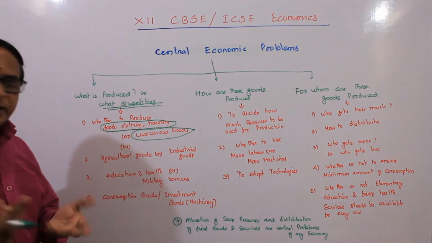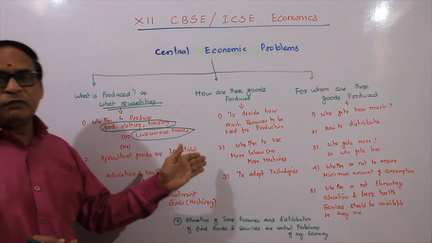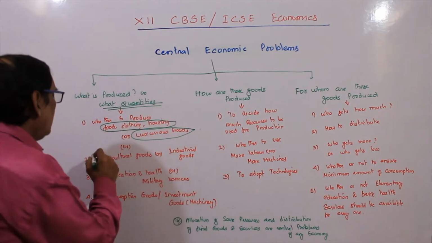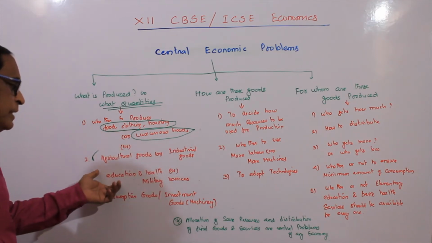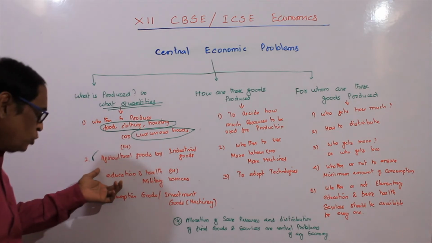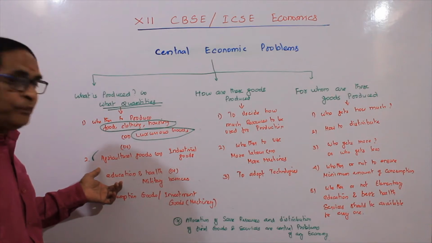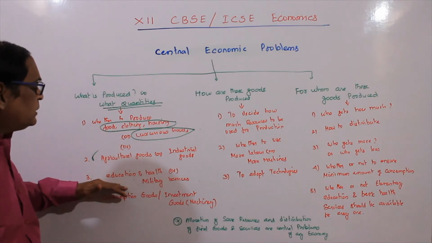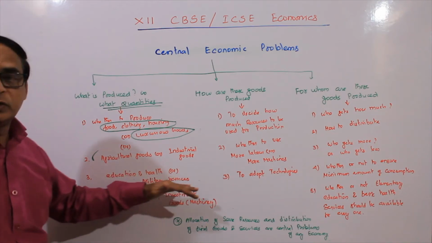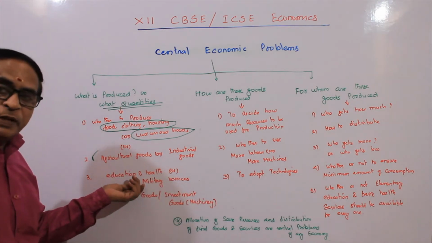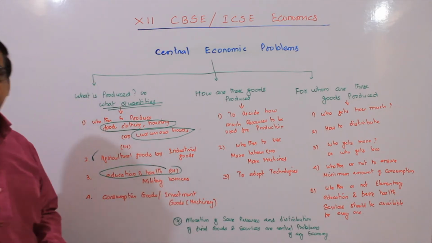So you can fix it 80%, 20% or 60%, 40%: 60% for agriculture, 40% for industrial goods. Like that you can fix. So whether we have to produce agricultural goods or industrial goods. And then education and health. This is also important. Without education and without health, no prosperity will come in the economy. So for education and health also we have to spend, but at the same time we have to spend on the military also. But the importance must be given to education and health services.